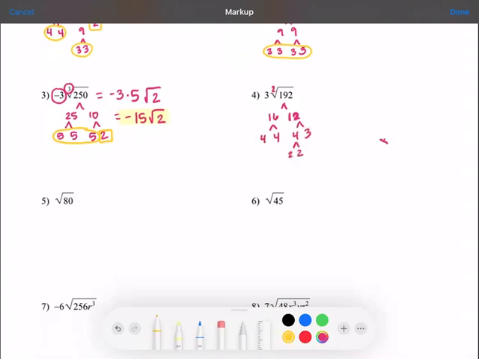16 splits into 4 times 4. 12 can break into 4 times 3, and this 4 will break into 2 times 2. So if I'm looking for groups of 2, I have 2 4s, 2 2s, and a 3 left over. So to finish this off, I'm going to remember my coefficient of 3, and then I'm going to multiply my 4s, my 2s, and I'm going to leave the 3 in the square root. So to simplify here, I have 3 times 4, which is 12, times 2 is 24, square root of 3. That's my final answer.